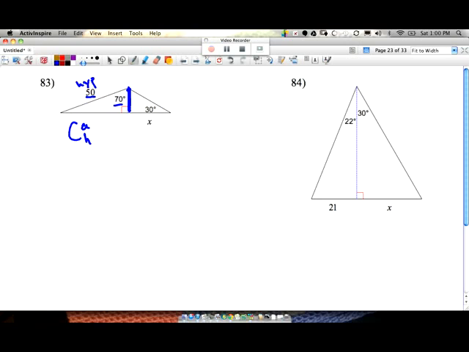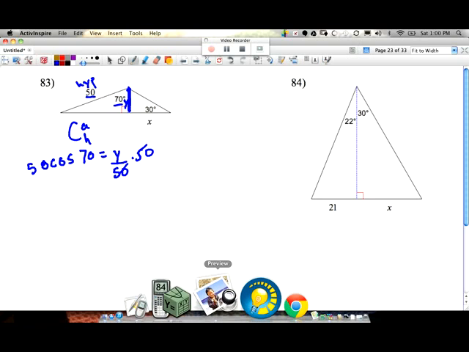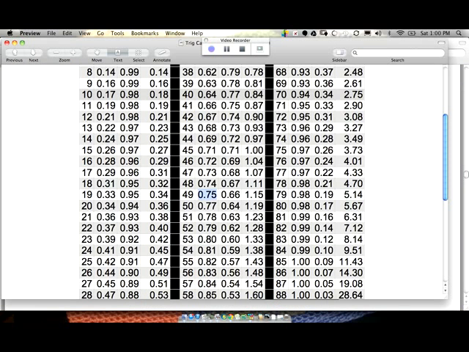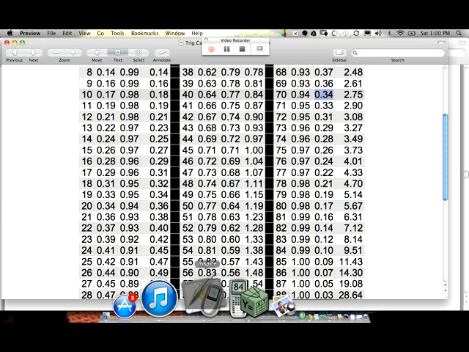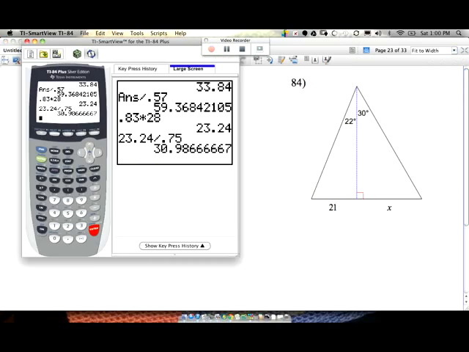So cosine 70 degrees equals the adjacent, which we don't know, we'll call it y, over 50. Well, we're going to multiply by 50 on both sides. And what's cosine of 70? Well, let's look it up. Cosine of 70 degrees is 0.34, according to our little table. So we'll have 0.34 times 50.